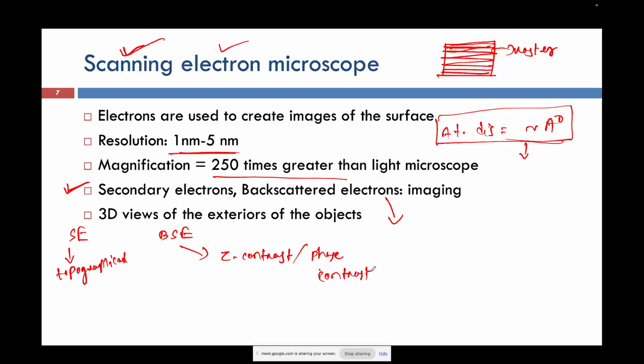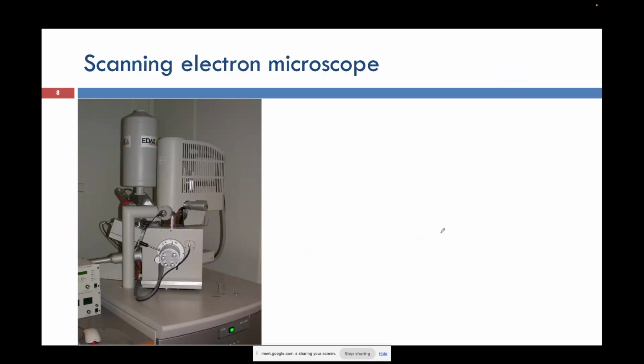And this SEM gives us the 3D view of exteriors of the object. That means we can see the exteriors of the object, the surface I am talking about. Since the electron cannot penetrate the surface in SEM, sample size does not matter. That is one of the benefits of using SEM, because we can have a thin sample or a thick sample, but still we will be able to see if their surfaces are good enough, right? So these are some of the features of scanning electron microscope.